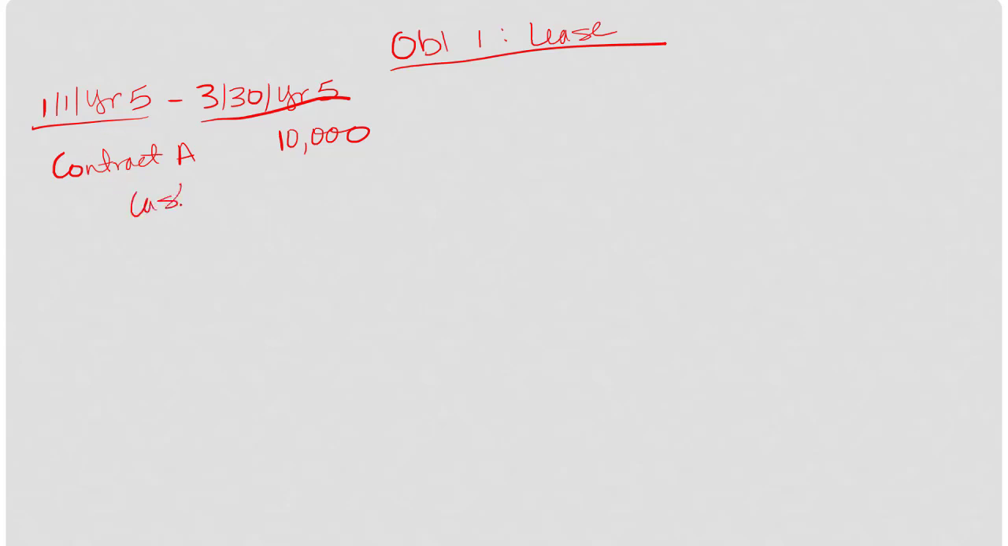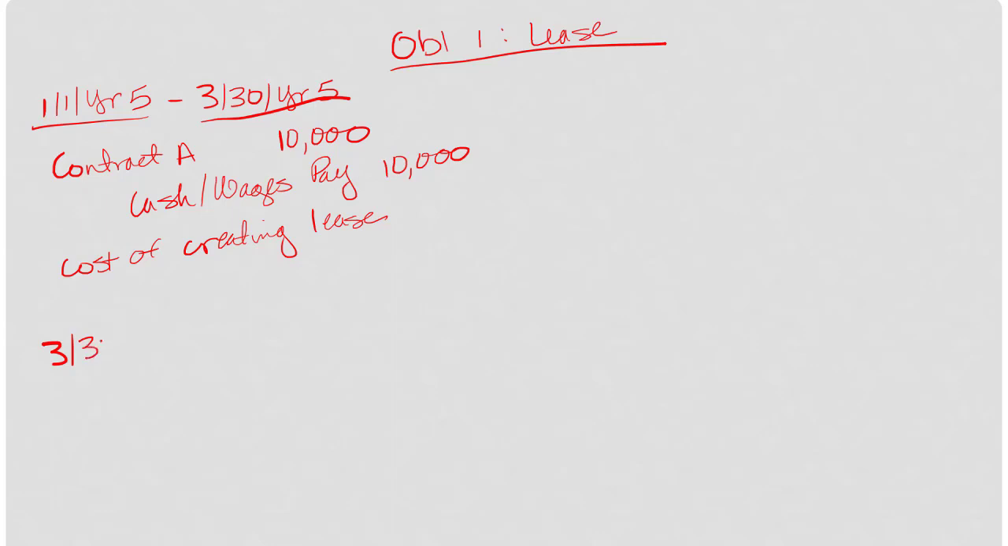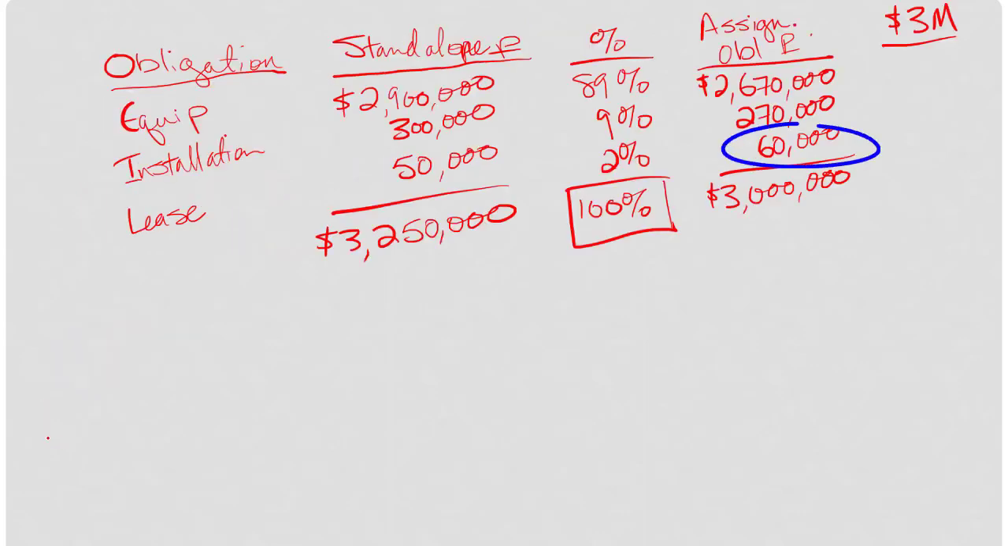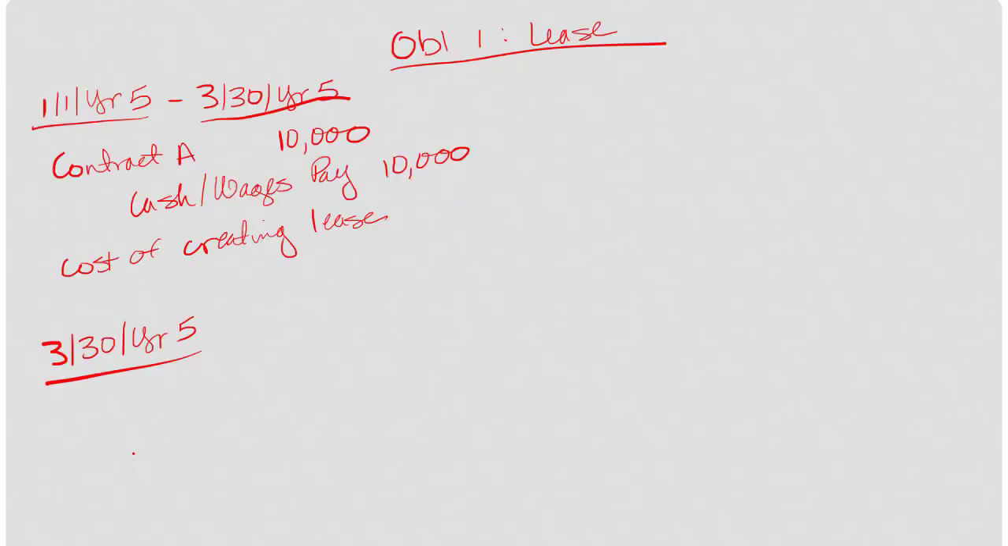And in this case, it's probably just cash and wages payable that will get me to that $10,000, because it doesn't make any sense that I would use inventory creating a lease. This is the cost of creating or generating the lease. And then on the 30th of March, when everything is signed, sealed, and delivered, then I will recognize my revenue. So the revenue was $60,000 for the lease.